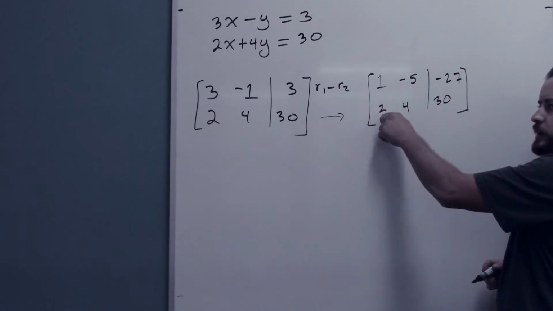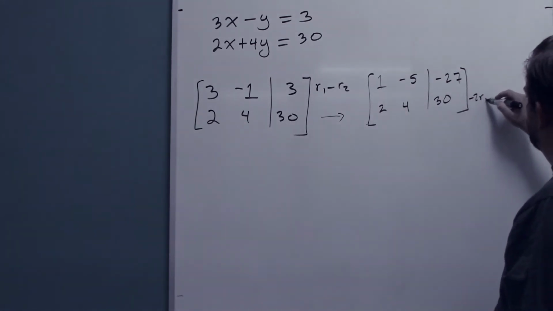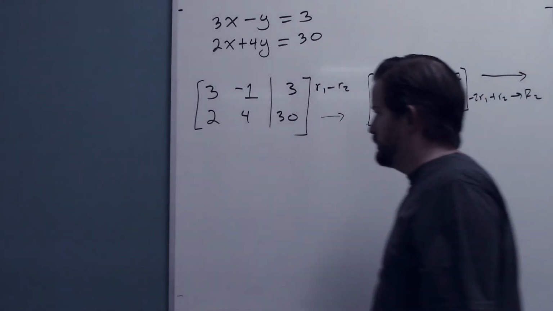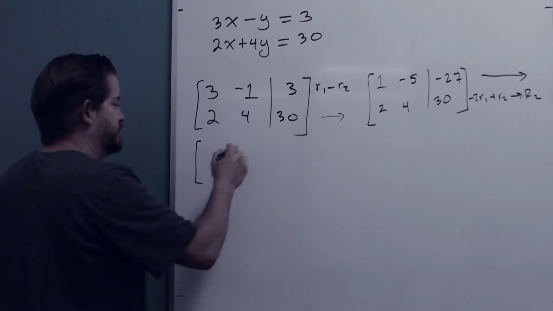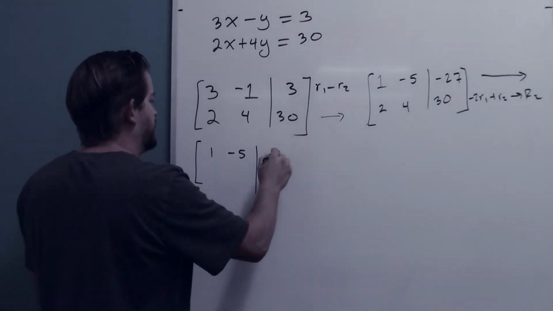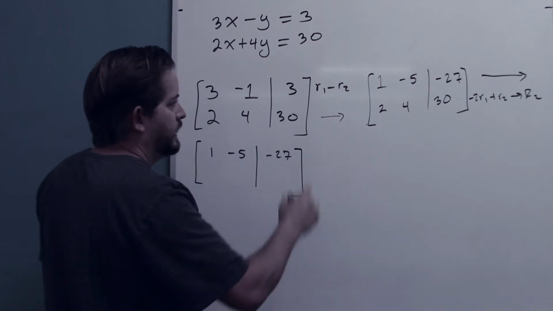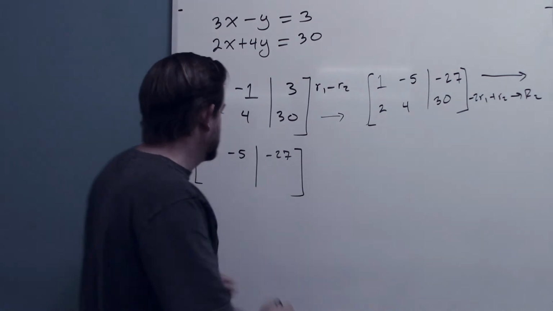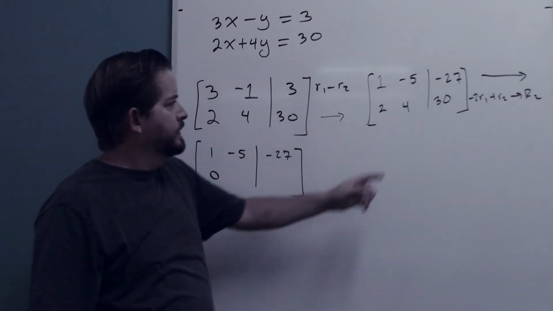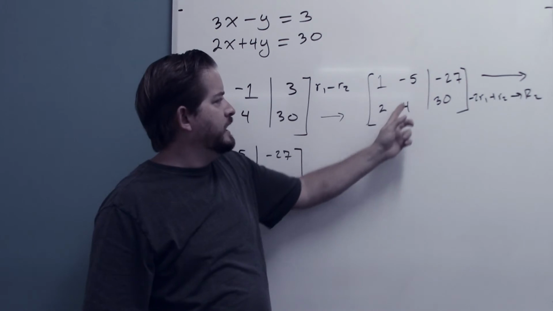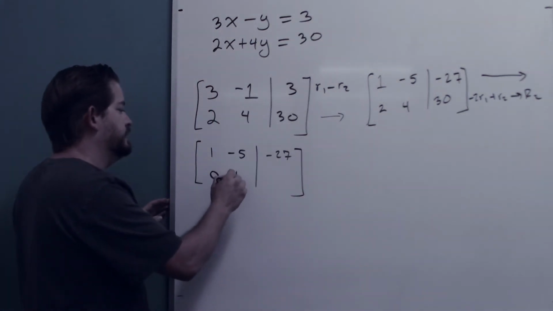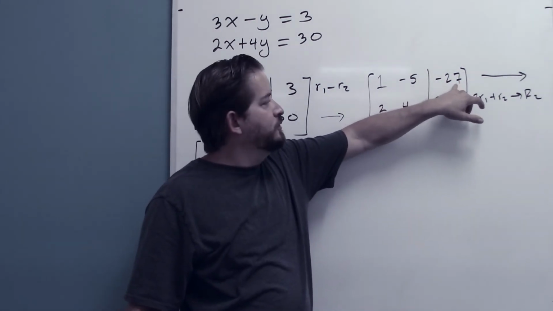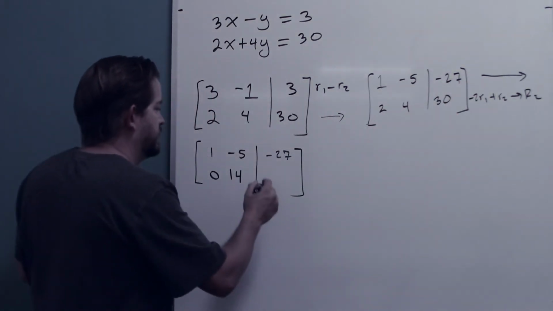I've got my 1, I want to get rid of this 2, so I'm going to take negative 2 row 1's and add it to row 2. That becomes my new row 2. Row 1 is not changed in this step. So that leaves me with 1, negative 5, negative 27 for row 1 again. Negative 2 row 1's, so negative 2 times 1 is negative 2, plus 2 is 0. That's great, that's what I wanted. Negative 2 times negative 5 is a positive 10, plus 4 is 14. Negative 2 times negative 27 is a positive 54 plus 30. It's 94.